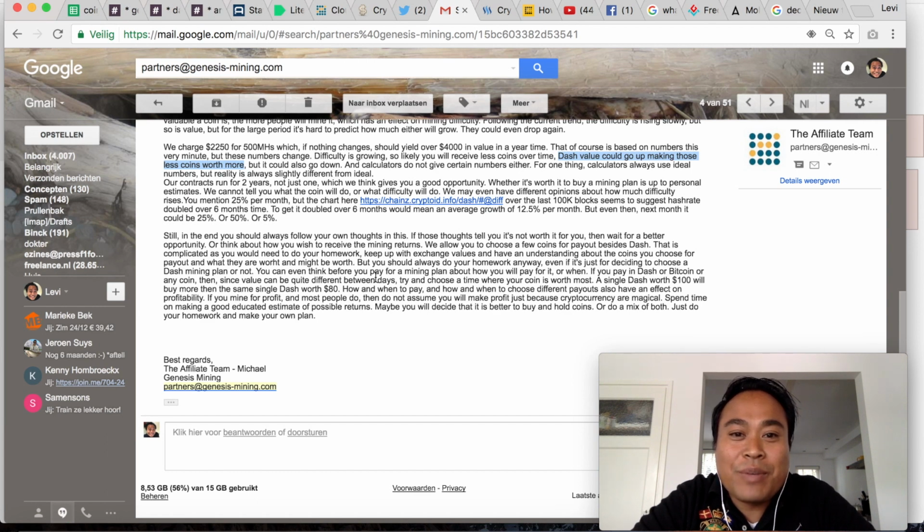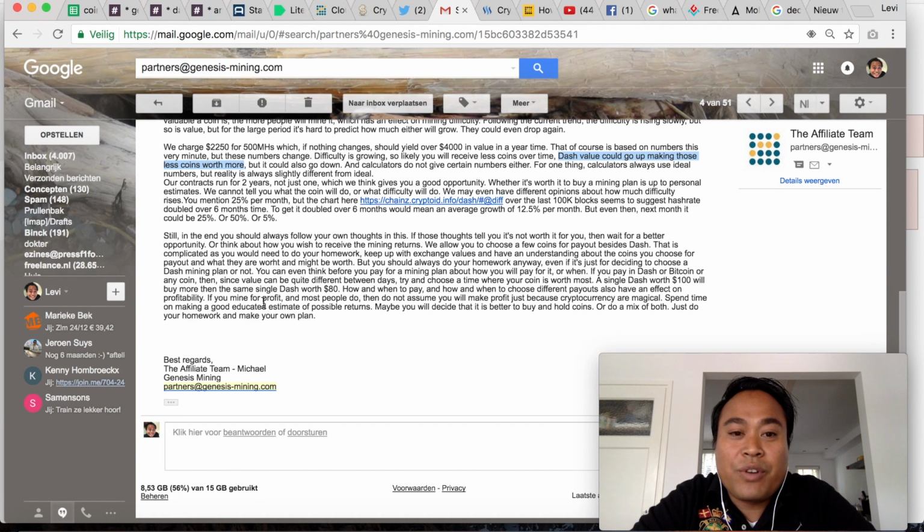You can even think before you pay for a mining plan about how you will pay for it or when. If you pay in Dash or Bitcoin or any coin, then since value can be quite different between days, try and choose a time where your coin is worth most. A single coin worth $100 will buy more than the same single coin worth $80. How and when to pay and how and when to choose different pairs also have an effect on profitability.